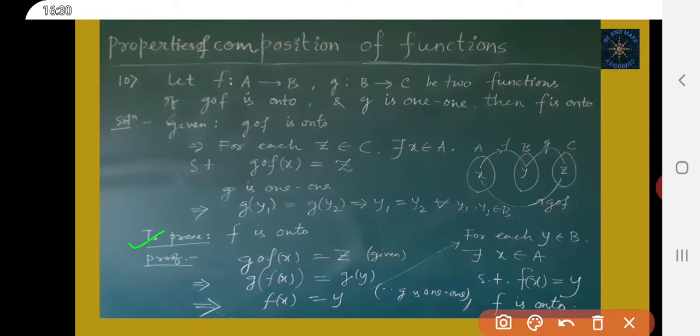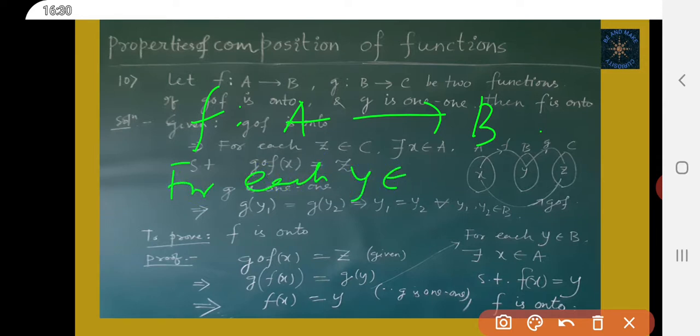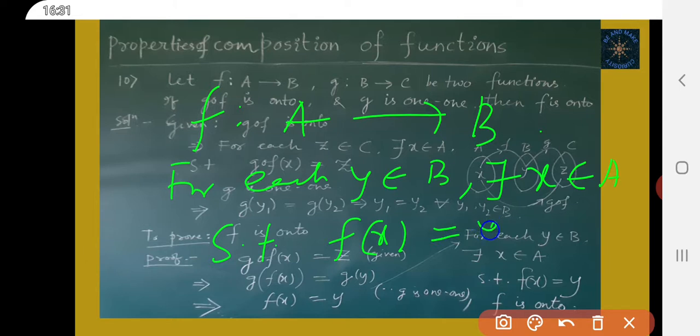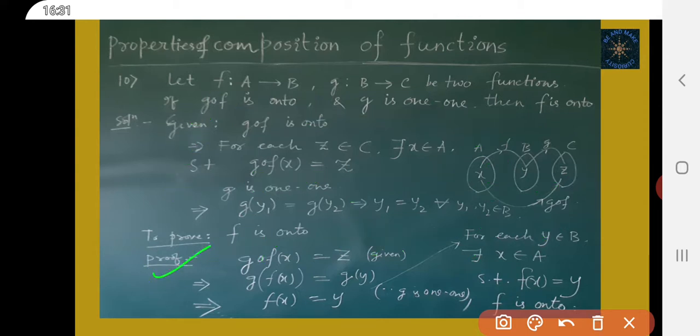Now we have to prove f is onto. f is onto means what we have to show? The function f mapping from A to B. If we can show that for each element of B there exists x in set A such that f of x equal to y, then we can say f is onto.